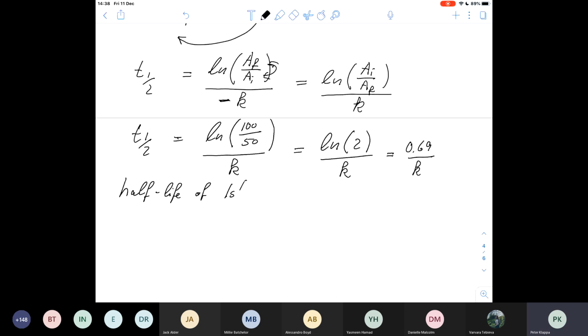That means the half-life of a first-order reaction is always 0.69 divided by the rate constant. And that's quite handy, because if I know the half-life, I can calculate the rate constant and the other way around. So I can convert half-life into a rate constant.